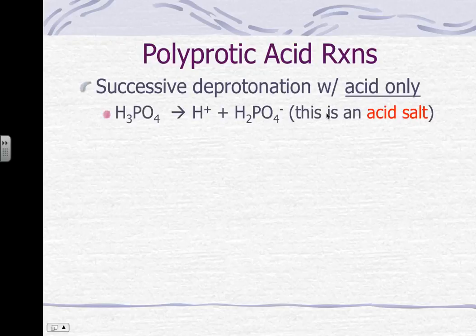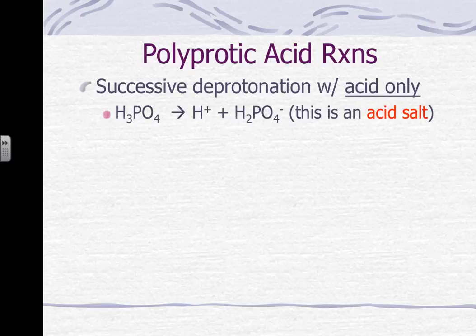So notice here that I've got phosphoric acid, a triprotic acid, and as I begin to break down this triprotic acid, the first thing I do is strip off one little proton, one H plus. And if you look at what I have remaining, the H2PO4 negative, hopefully that makes sense to you why that would have to be the case.